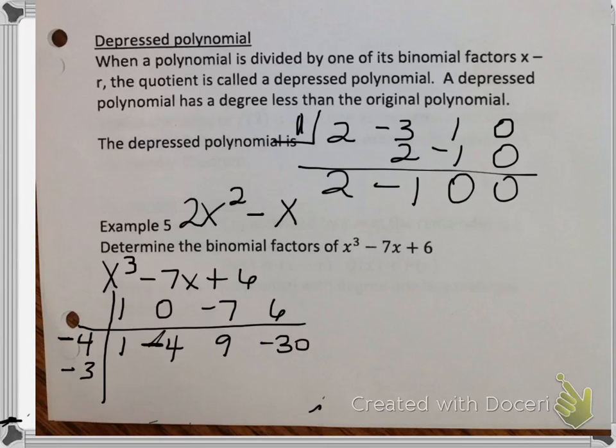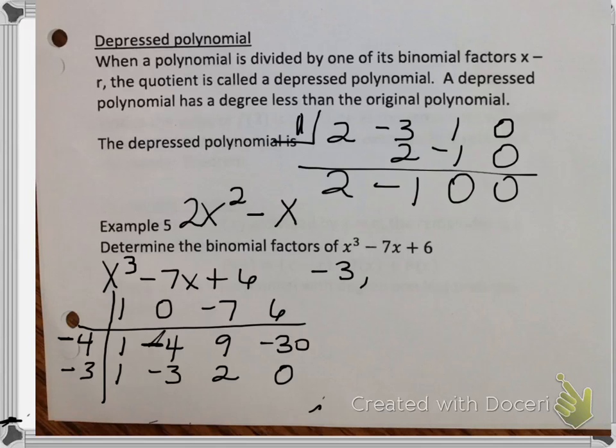I want to try a different one. I'll try negative 3. Bring down the 1. Negative 3 times 1 is negative 3. Negative 3 times negative 3 is a positive 9. So a positive 9 minus 7 is a positive 2. And then a negative 3 times 2 is a negative 6. Negative 6 plus 6 is 0. So notice that is a factor. So right there we know that negative 3 is a factor.